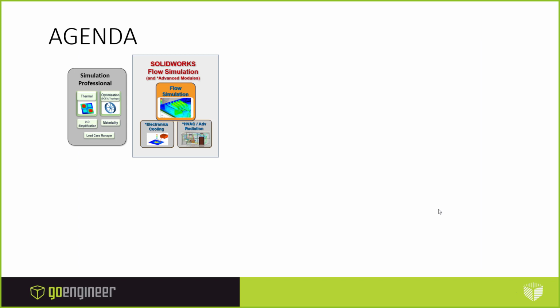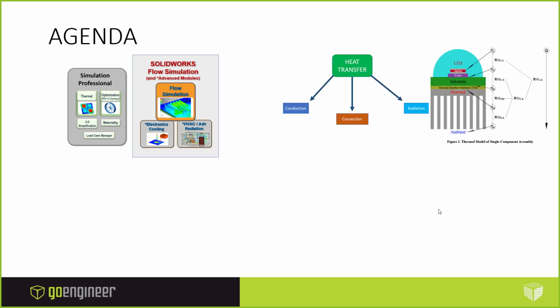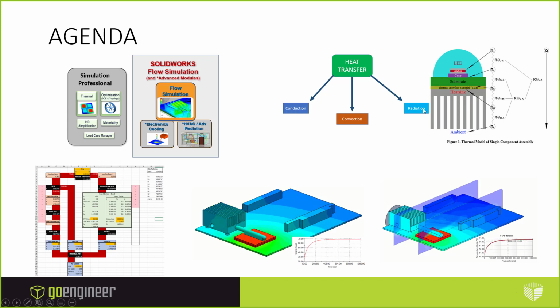So to wrap up, what we covered in this presentation: we talked about the tools, Simulation Professional, which has the thermal analysis, and also SOLIDWORKS Flow Simulation, a separate tool for running flow studies, and we compared them. I walked through some basic principles behind some of the differences you'll see: conduction, convection, radiation, and also thermal circuit modeling. Then we actually did the comparison between a hand calc thermal study and a full-blown flow simulation study.